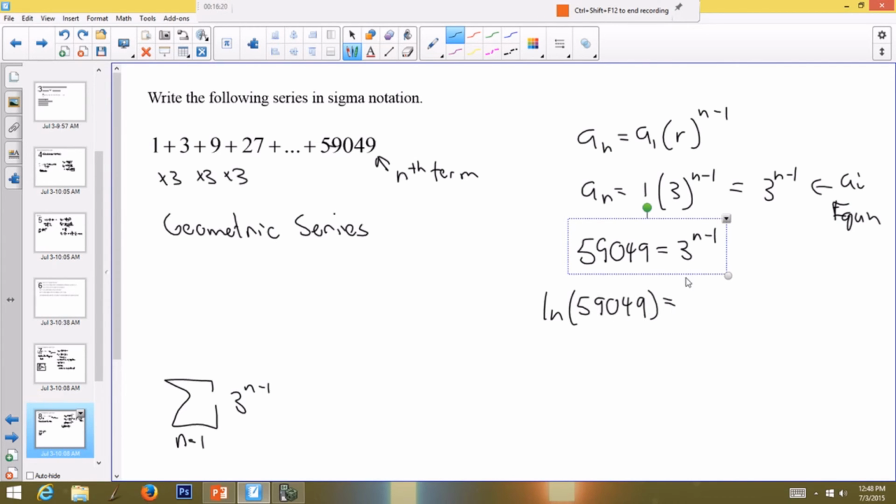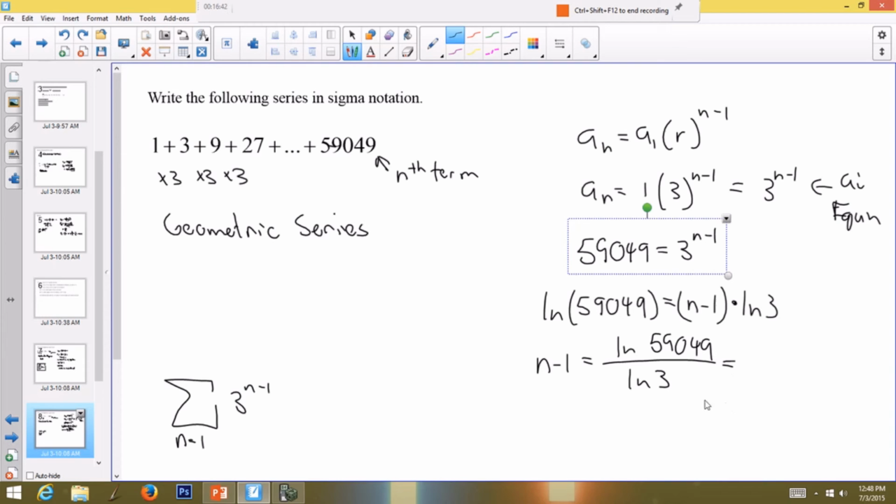So the ln of 59049, and then I bring this expression down, and I have n minus 1, this whole quantity times the ln of 3. And so n minus 1 equals the ln of 59049 all over the ln of 3. And then I'm going to add 1 to both sides, but I'll do that in the last step.